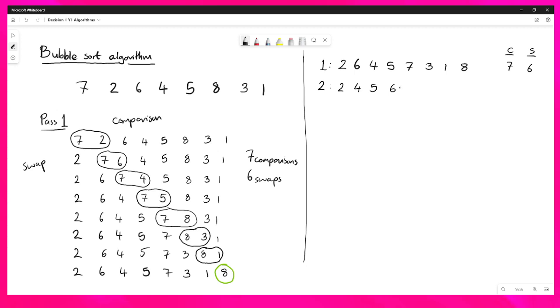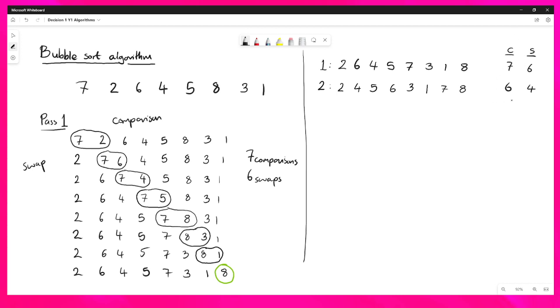We put the 6 down because the 6 is smaller, and we pick up the 7. We compare the 7 and the 3. We swap them over. We compare the 7 and the 1. We swap them over. Now, we don't compare the 7 with the 8 because we know the 8 is in the right position. So we just put the 7 down and the 8 is already there. So we've made 6 comparisons, and 4 swaps.